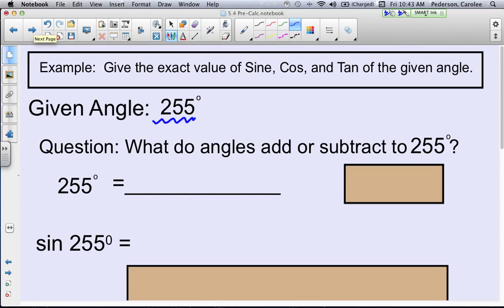The reason why we want to use these formulas is sometimes the equation or the angles are not on the unit circle. So we want to ask ourselves, are there two angles that add or subtract to 255 degrees that are on the unit circle? So go ahead and take a moment and see if you can figure out some different adders or subtractors to 255 degrees.